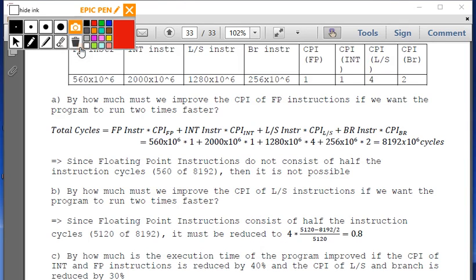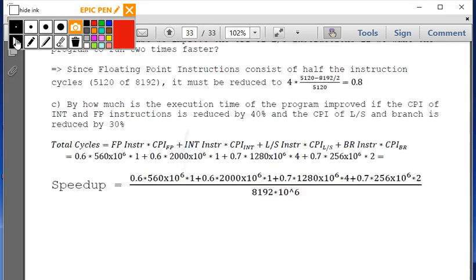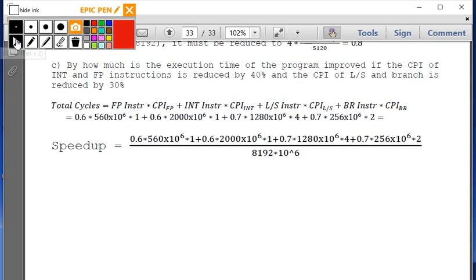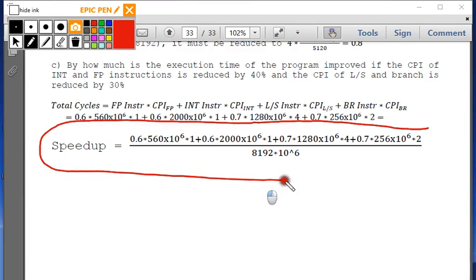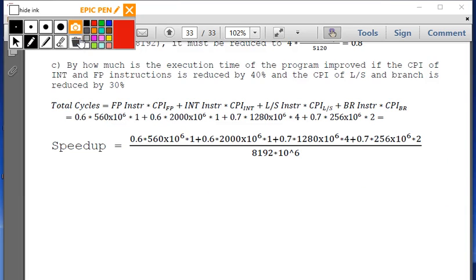Now, part C. By how much is the execution time improved if the CPI of int and floating point instructions is reduced by 40% and the CPI of load store and branch is reduced by 30%? So this is where just writing out the equation showing me you understand becomes important. So this is a valid solution, and this is how I'm going to show you how we derive this.